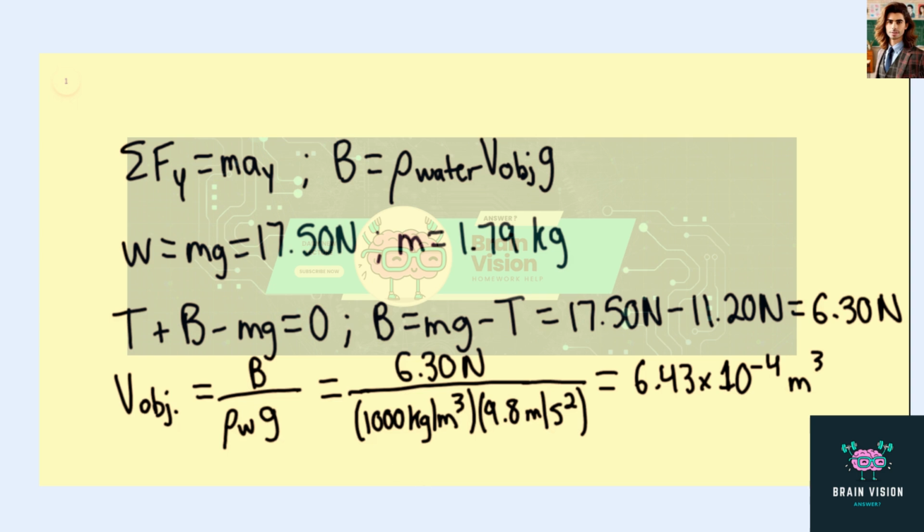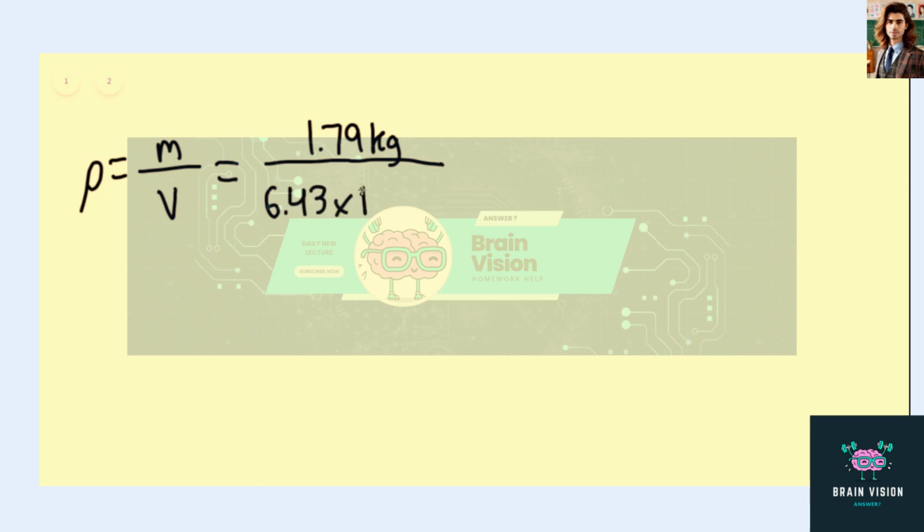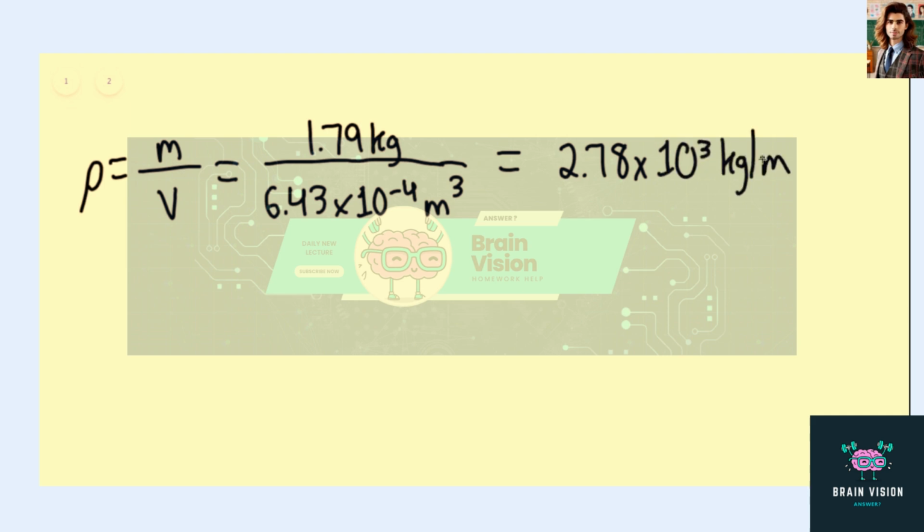And so to find the density is simply the mass divided by the volume. This is going to be equal to 1.79 kilograms divided by, again, 6.43 times 10 to the negative fourth meters cubed. This is giving us a density of 2.78 times 10 to the third kilograms per cubic meter.